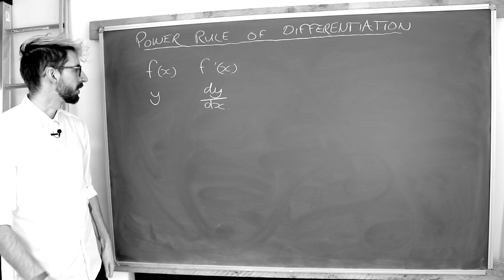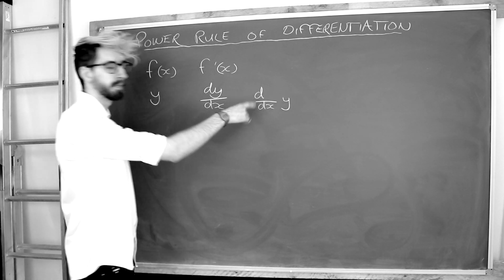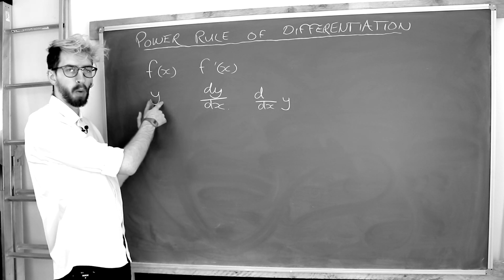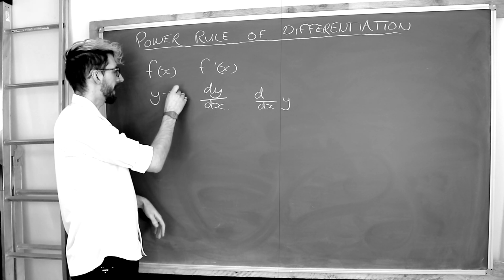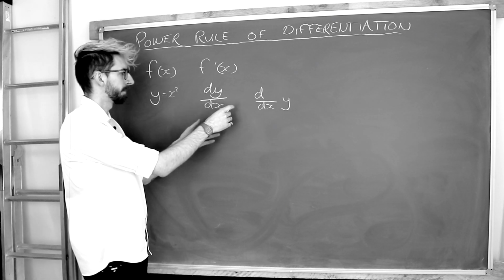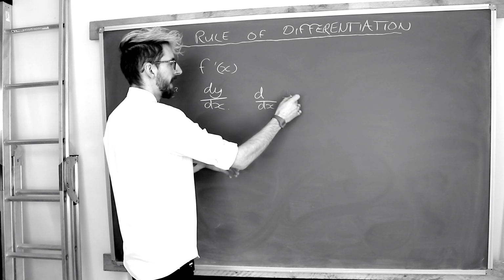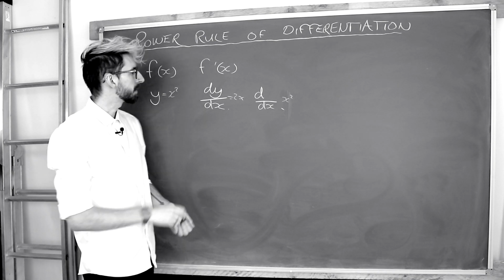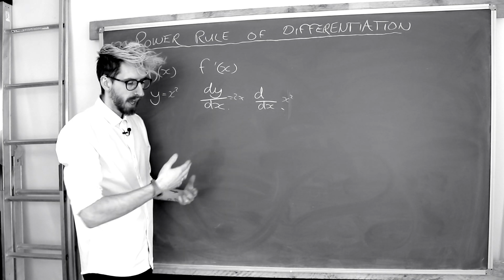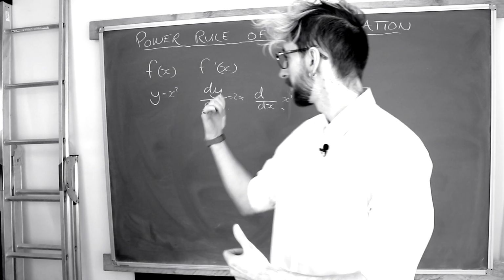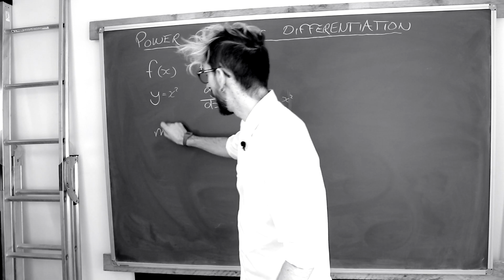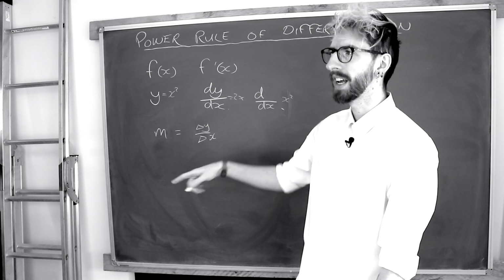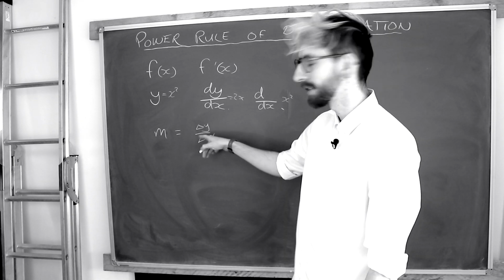Now, technically what we could do is write it like this, d by dx of y, but this is more common. So we take our y, whatever it was, say y equals x squared, and we do dy by dx of that. So you could do d by dx of x squared, and that would equal 2x. A nice way of thinking about this dy by dx is that it's like our old school gradient, right? Remember, m equals change in y over change in x.